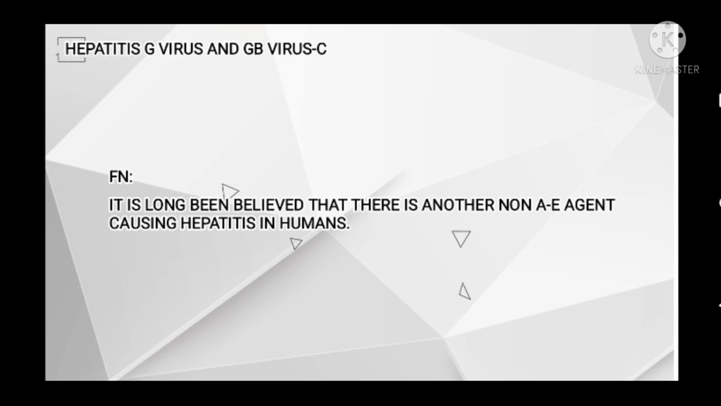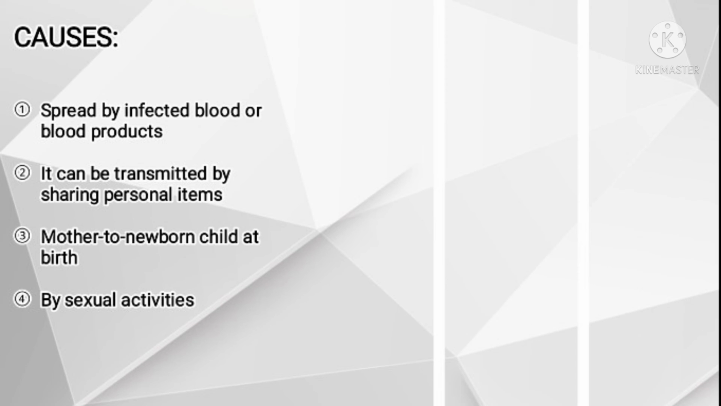So next is hepatitis B or C. So what are these causes? Spread by infected blood or blood products, same cause and similar from the other viruses, okay? It can be transmitted by sharing personal items contaminated with the virus, and then mother to newborn child at birth. Sinabi ko na rin kanina, like mahawaan yung bata kapag yung mother is positive, paglabas ng bata, positive na siya. So that's why they need the immunization, yung bata. And then next is by sexual activities. Even if you're not contaminated, you will be contaminated if the person you have sex with is positive.